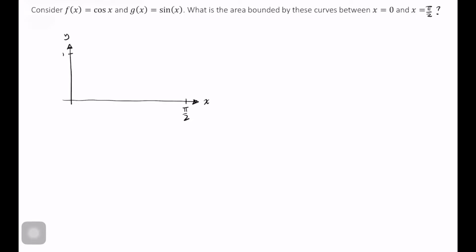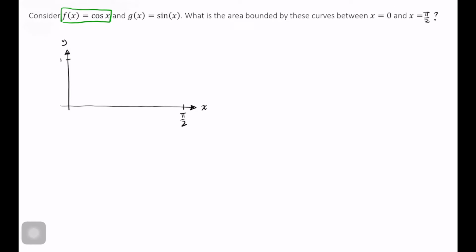Okay, so let's start with cosine x. Cosine of x will start here at the point 0, 1, and it intersects the x-axis here at pi over 2, 0. So cosine is just one curve. It looks like this. There we go.